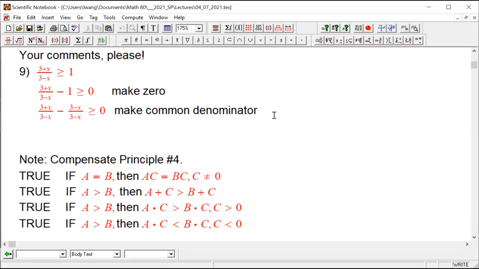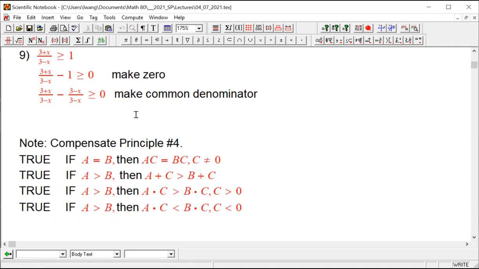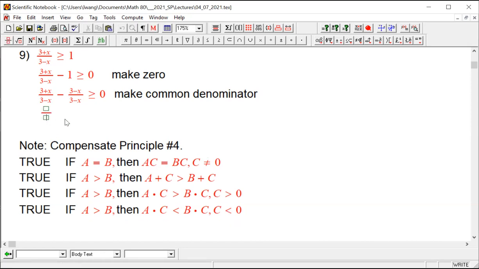You follow me? Making common denominator. After we made the common denominator, now we have the same denominator, which is 3 minus x. And we're going to take this numerator subtracting the other numerator. So we're going to have 3 plus x subtracting 3 minus x.